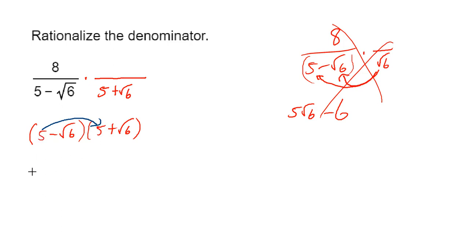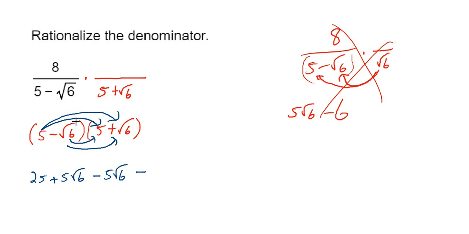5 times 5 is going to be 25. 5 times positive square root of 6 will be 5 square root of 6. Negative square root of 6 times 5, that's negative times a positive, which will be negative. And then the 5 goes in front of the square root of 6, so we get 5 square root of 6 from that as well. Really it's square root of 6 times 5, but we put the number in front of the radical. That's where it's supposed to go.